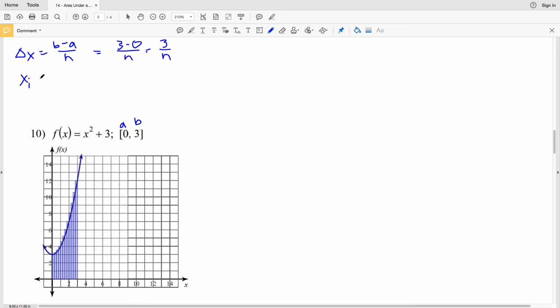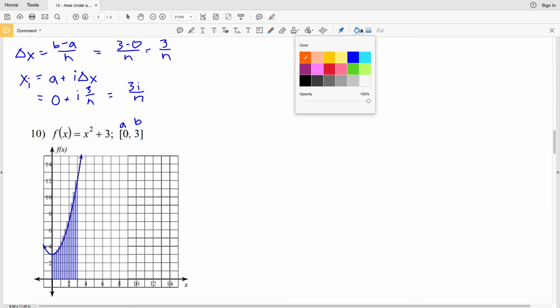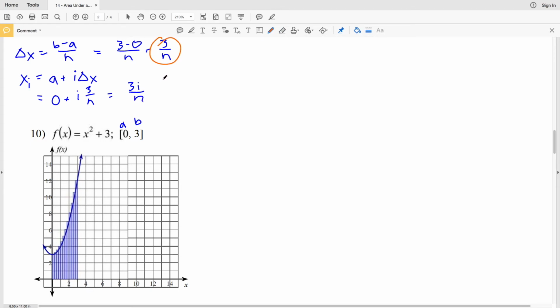Now, x sub i was the start of our interval plus i times delta x, which in this case is 0 plus i times 3 over n, which is equal to 3 times i over n. So we're going to be using 3 over n for delta x and 3i over n for x sub i. And we're plugging that into our formula.